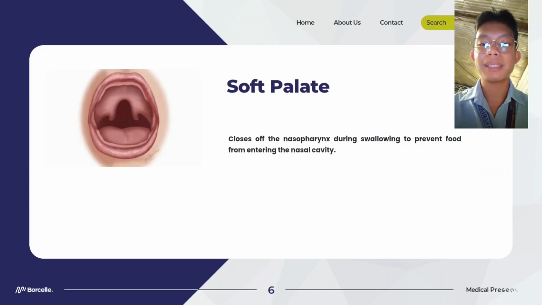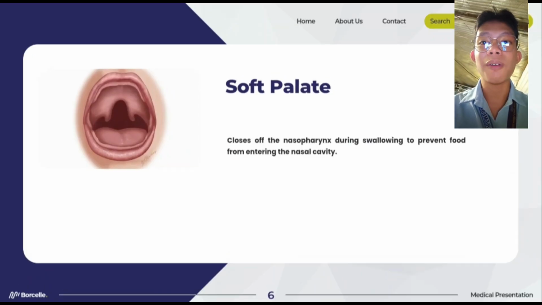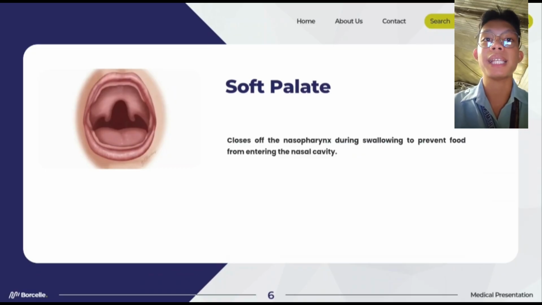Soft palate. So, what is the soft palate? It is a fleshy, flexible part of the roof of the mouth located behind the hard palate. As you can see, that is the soft palate in the picture. So, what is the function of the soft palate? It closes off the nasopharynx during swallowing to prevent food from entering the nasal cavity.